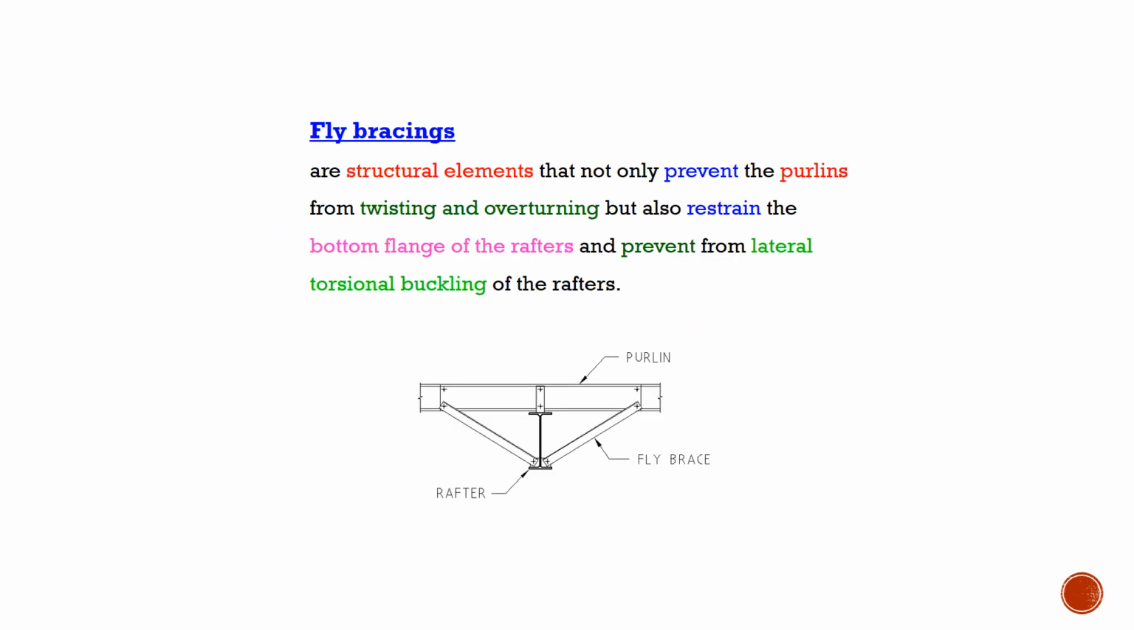For our project, we also use fly bracing to restrain the bottom flange of the rafter and prevent lateral torsional buckling of the rafter.